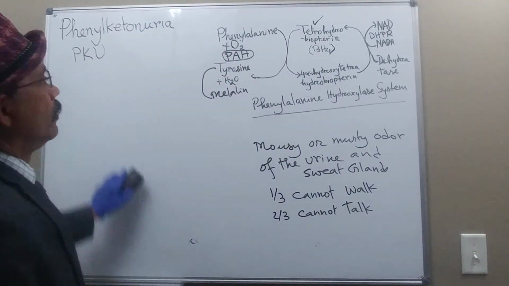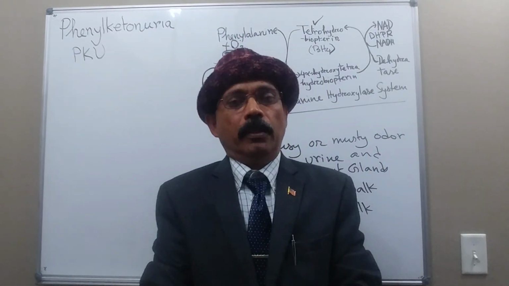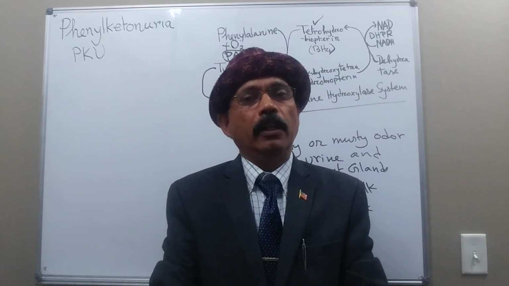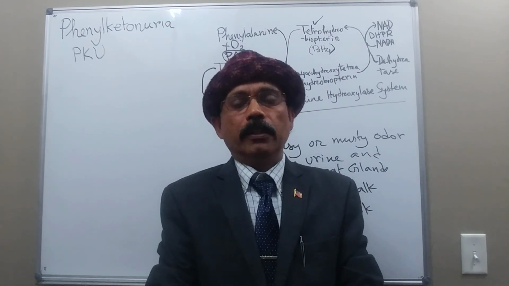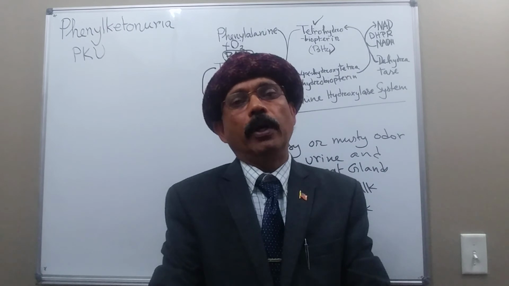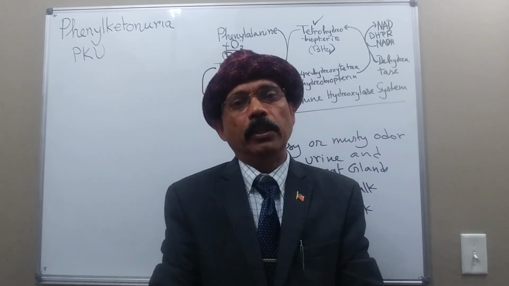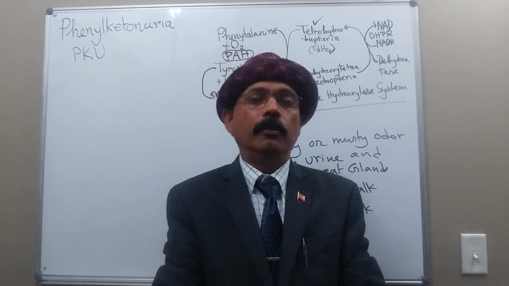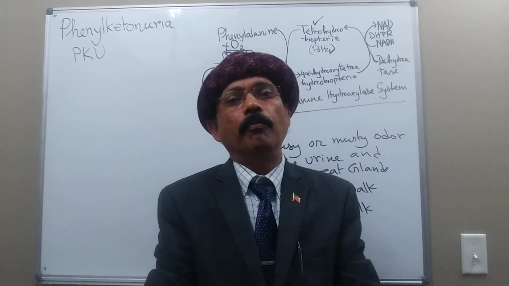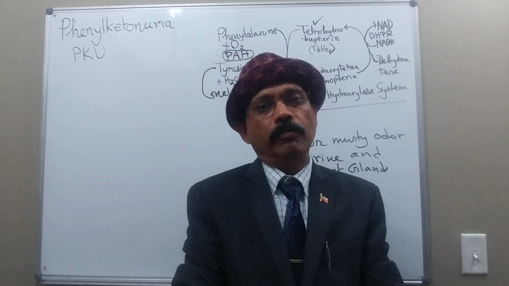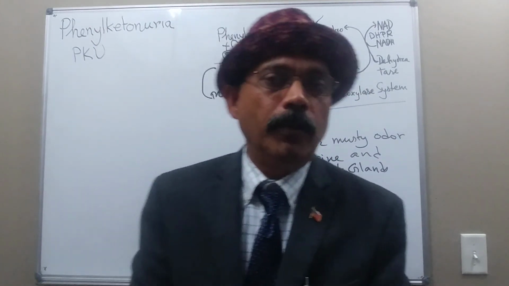So management is simple: restriction of the phenylalanine-rich diet throughout life. When a lady who is homozygous for phenylketonuria wants to be pregnant, it is wise not to stop the phenylalanine diet. It should be restricted before pregnancy and during pregnancy. Otherwise, irrespective of the genotype, the fetus will be affected with the signs and symptoms of phenylketonuria. So that's all about PKU.